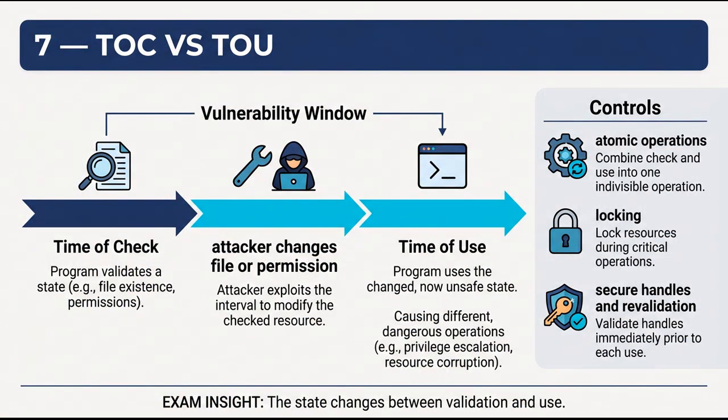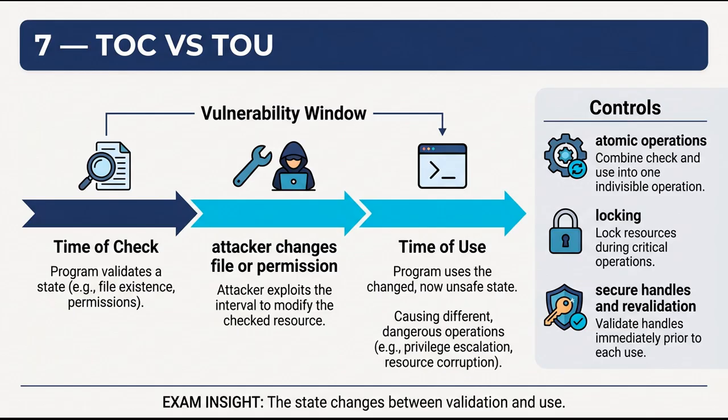Time of check and time of use, often shortened to TOC and TOU, is a specific race condition. A program checks that a file, permission, path, or resource is safe. Before the program uses it, an attacker changes the state. The program then acts on something different from what it validated.